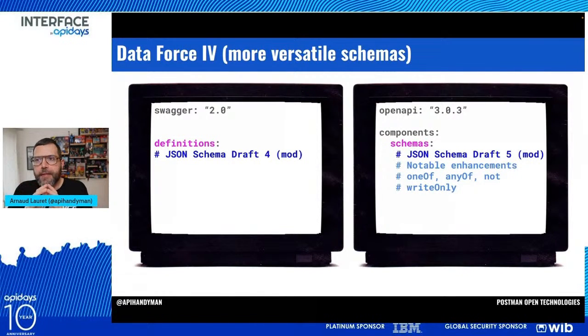The first one is, with OpenAPI 3, we have better and newer JSON schema-ish, in a sense that we move from JSON schema draft 4 to JSON schema draft 5. And in both cases, in Swagger 2 and OpenAPI 3, there are some extra properties that were added by the specification. So basically now in OpenAPI 3, you can take advantage of the oneOf, anyOf, and not properties that allow you to combine various JSON schemas together, which is very useful.